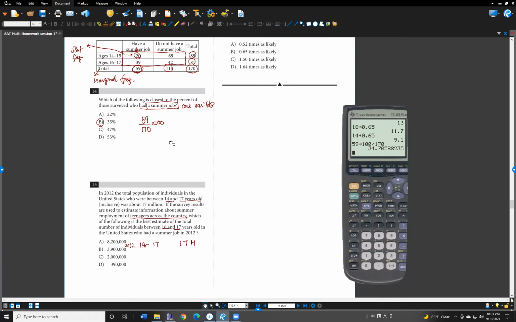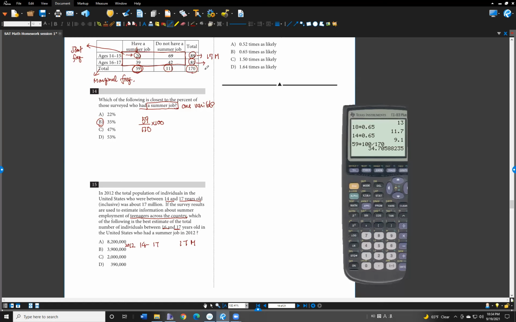Okay, 14 to 17. About 17 million. This is 17 million. It's okay. All right. The next one is 16 to 17-year-olds over here. 2012. I need to read the question. So just give me 1 minute, okay?